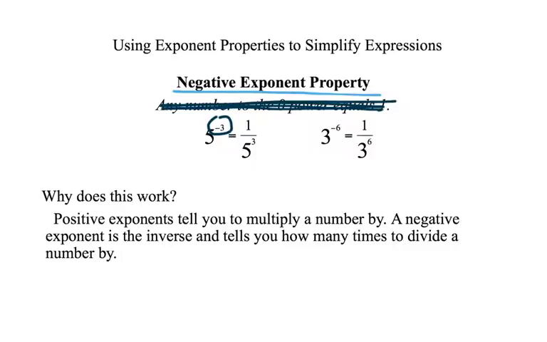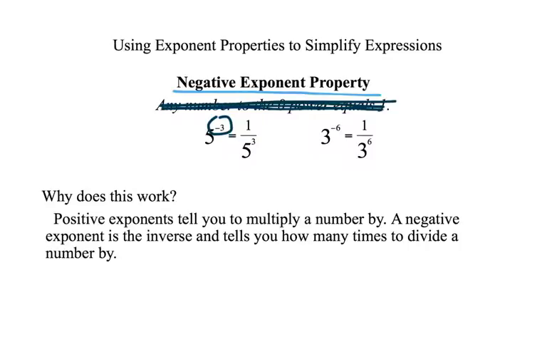So you're going to either put it in the denominator or the numerator, depending on where you find it. So 5 to the negative third power actually means 1 over 5 to the third power. 3 to the negative sixth power equals 1 over 3 to the sixth power. Why does this work? Okay, this is why.